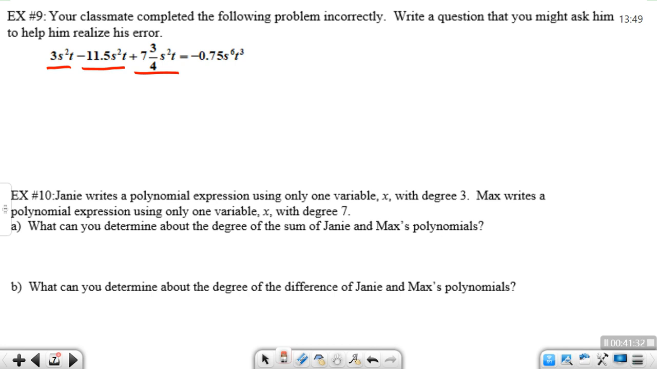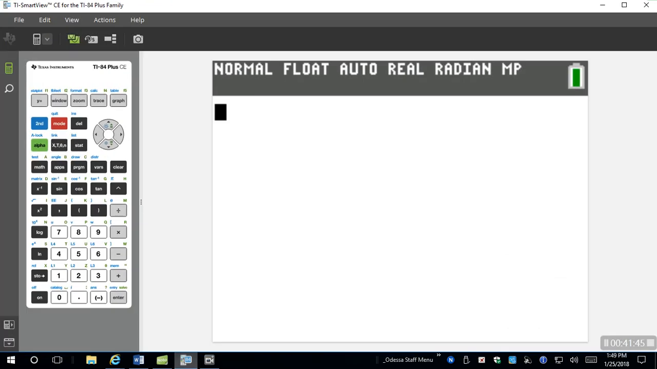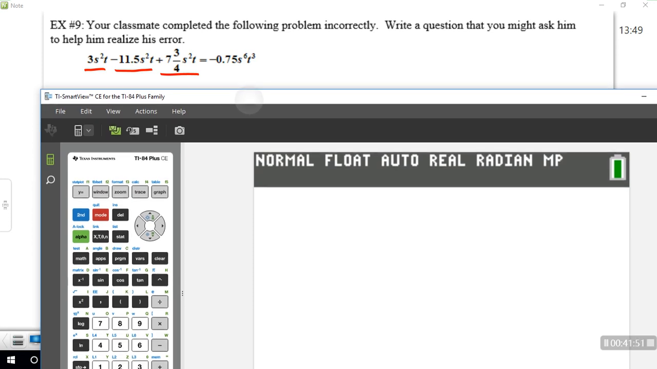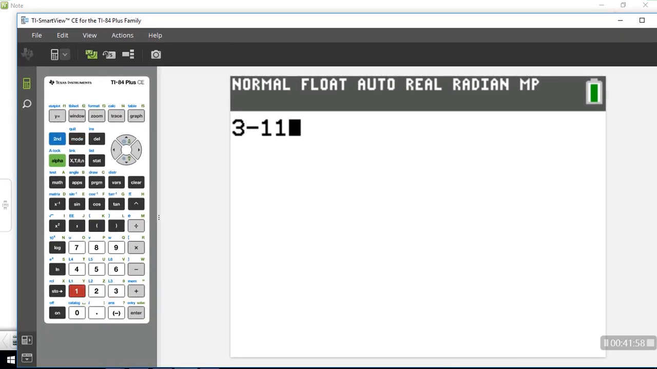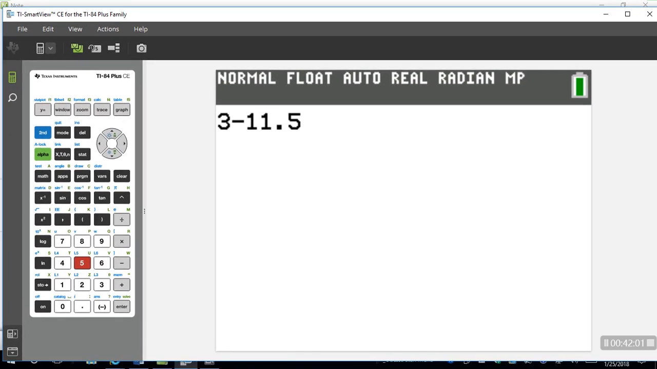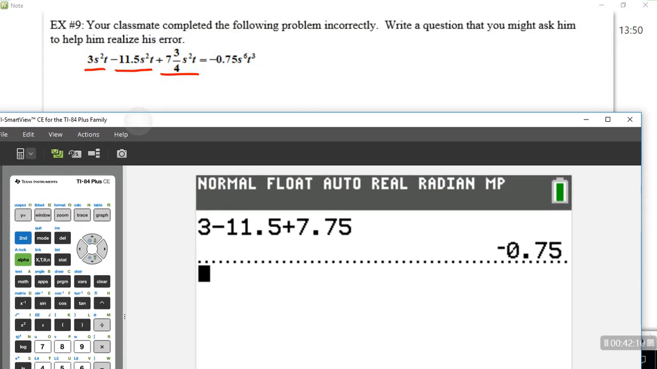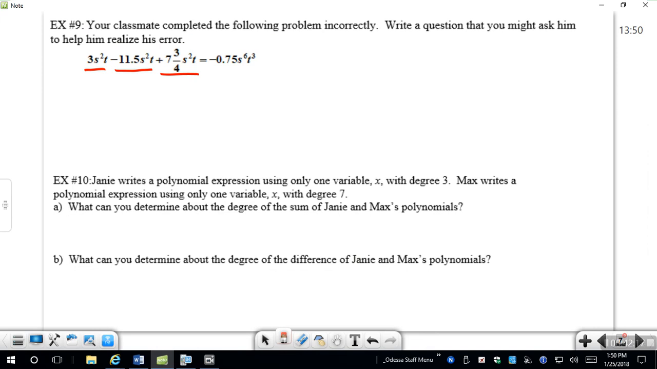Now, the first thing we should probably check is that negative 0.75. So we might want to grab our calculator here. So we want to go ahead 3 minus 11.5 plus 7 3/4. Well, guys, 7 3/4 is 7.75. And we get negative 0.75, which is what our classmate got. So that's not the problem. So we can probably already guess what the problem is.